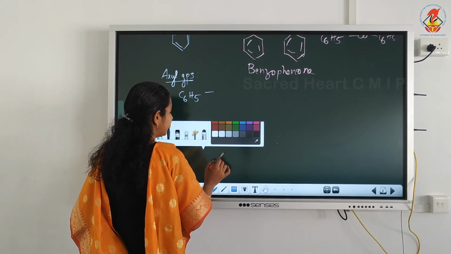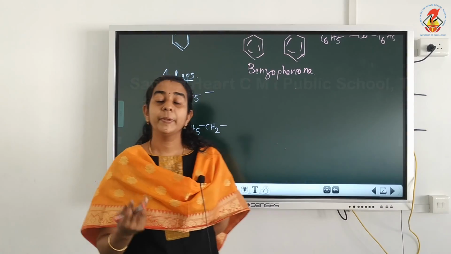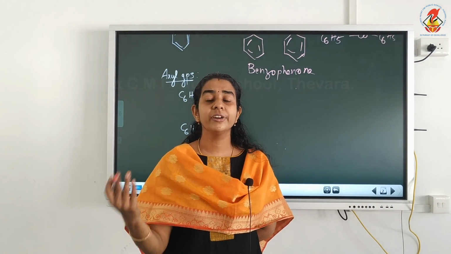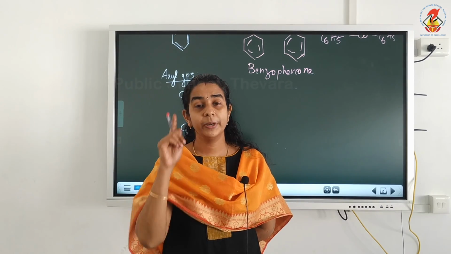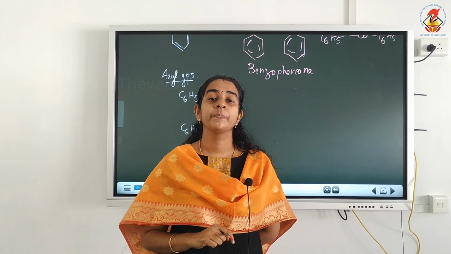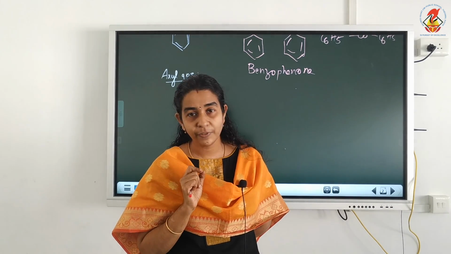Now we have to see, in the previous videos we already learnt about alkyl groups. How is the general representation of an alkyl group? It is represented by a capital R group with a free valency. Since they are all groups, we have to write them with a free valency.